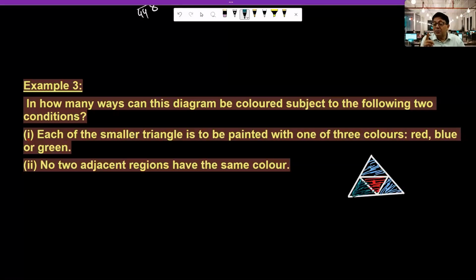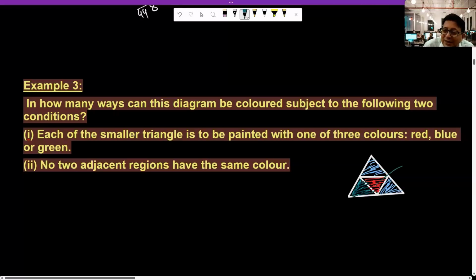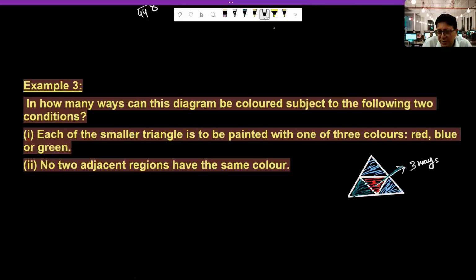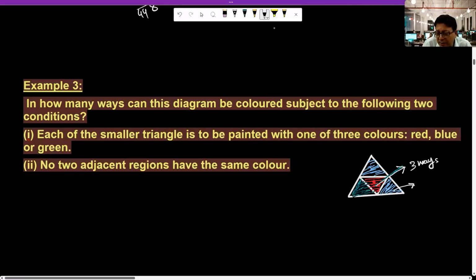And this is your strategy: start with the central one. The central one can be filled in how many ways? This place, instead of red, you can take blue or green. So this one can be filled in red or blue or green, 3 ways. Once this one is fixed, it is very easy to decide about this. You can do it with blue or green. How many ways can this place be filled in? 2 ways.